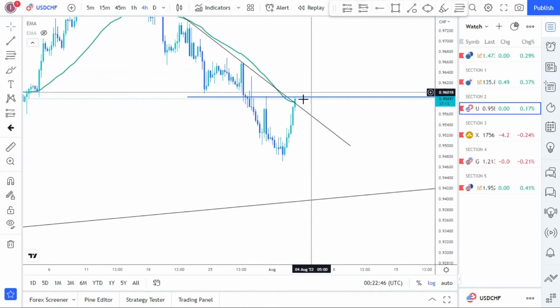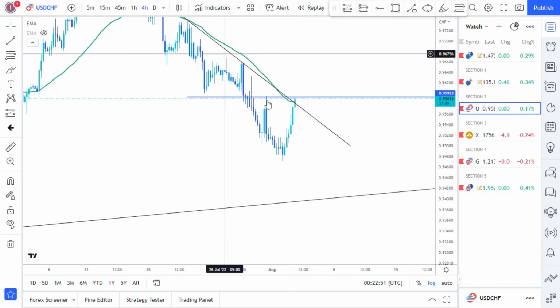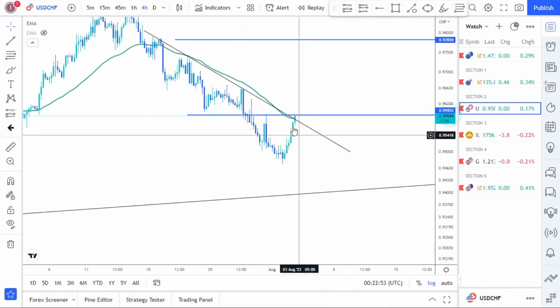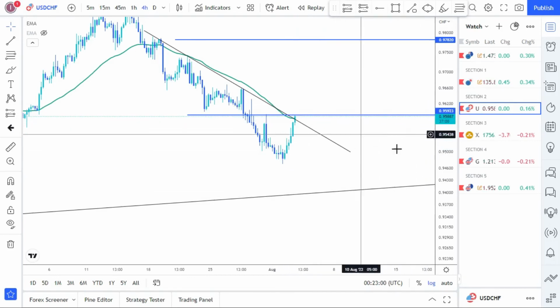If it breaks, we're buying above, and if it doesn't break, it gives us a retracement pattern, because we can see our trend line, the 4 hour trend line here. If we retest this trend line, we could be looking for a sell down to this level. That's what we have on dollar Swiss franc.